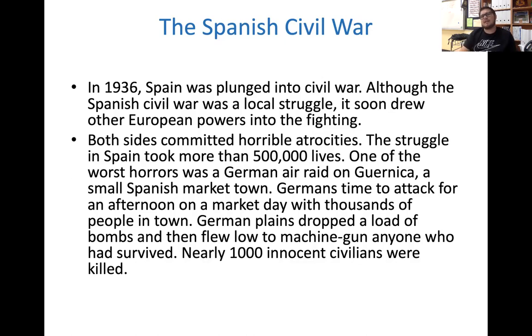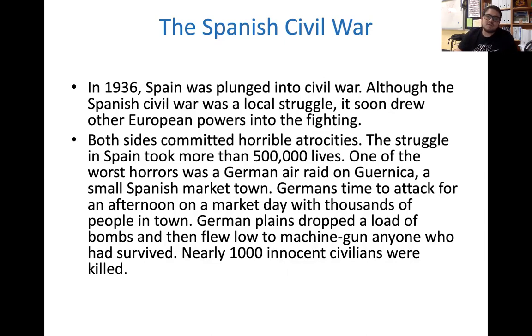And it's terrible to say, but what they're doing here, the bombing and coming back and just machine gunning everyone, it's going to be a very primitive version of the Blitzkrieg. It's something they're going to do later, we'll talk about later, where they bomb cities and then they come in afterwards with tanks and they just level everything out. That's going to be called Blitzkrieg, or Lightning War.